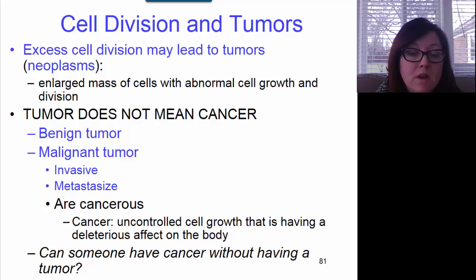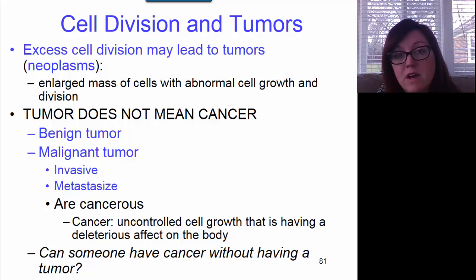Okay. Can someone have cancer without having a tumor? Right? Have you heard of any cancers that don't involve tumors? Maybe a lot of you are saying leukemia, which would be correct. So leukemia is a type of cancer that does not actually have a tumor. We still have uncontrolled cell growth having a bad effect on the body, but the cells aren't together in a clump as a tumor.